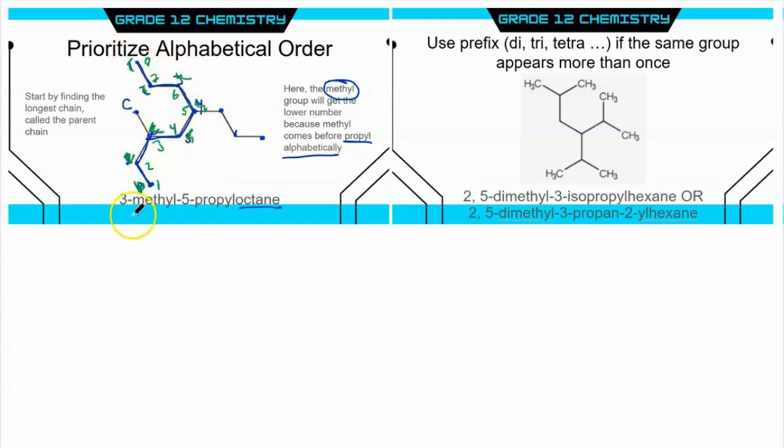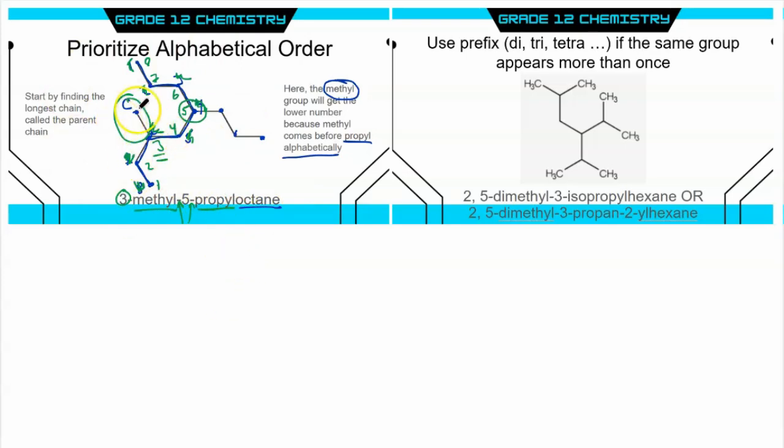And so, since our methyl group is attached to the 3rd carbon, we're going to say 3-methyl. And now keeping the same numbering system, we see that our propyl group is attached to the 5th carbon. So again, dash, because we put dashes between letters and numbers. So dash 5 dash propyl octane. This is called 3-methyl-5-propyloctane.